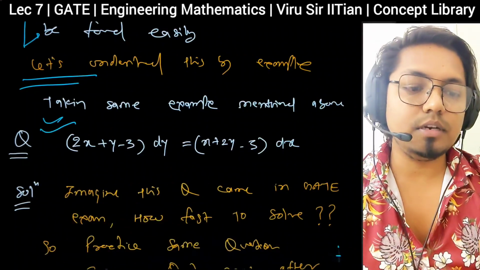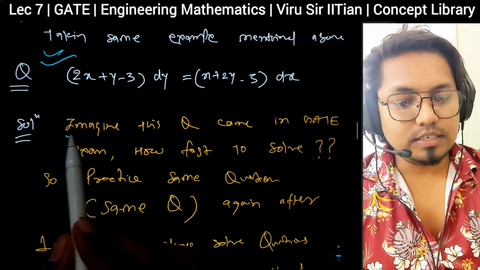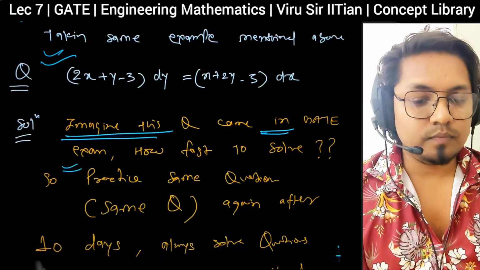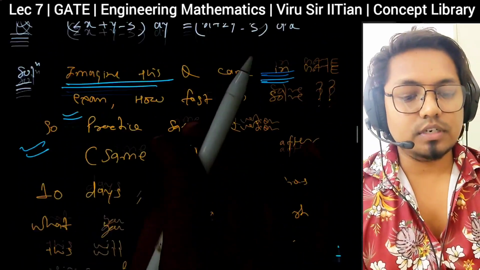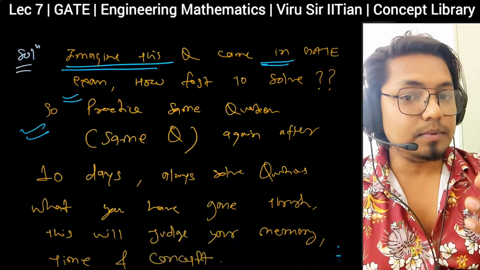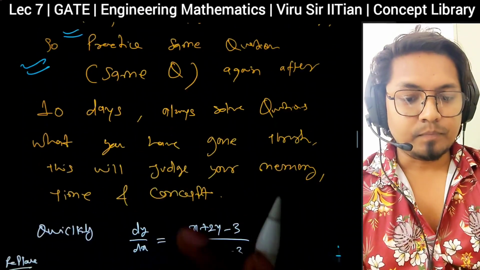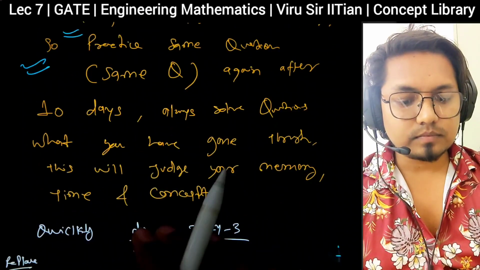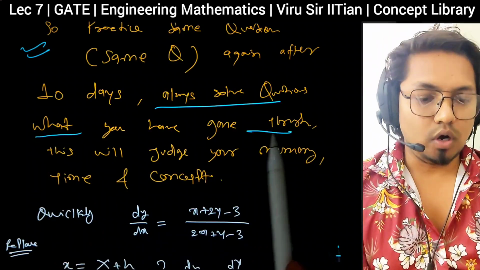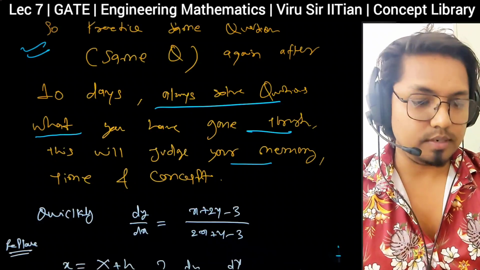Taking some example which I have already mentioned above. Imagine this question came in the GATE exam, how fast can you solve it? So practice the same question. If you practice the same question again and again after 10 days, after 20 days, then concept and speed both will improve. So always solve questions you have already gone through. This will judge your memory, your time, and your concept also.